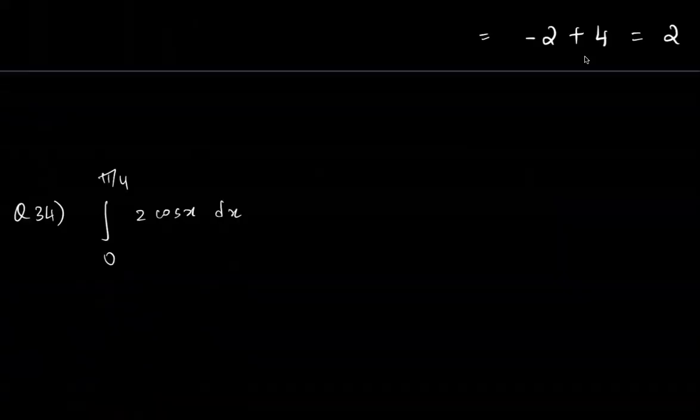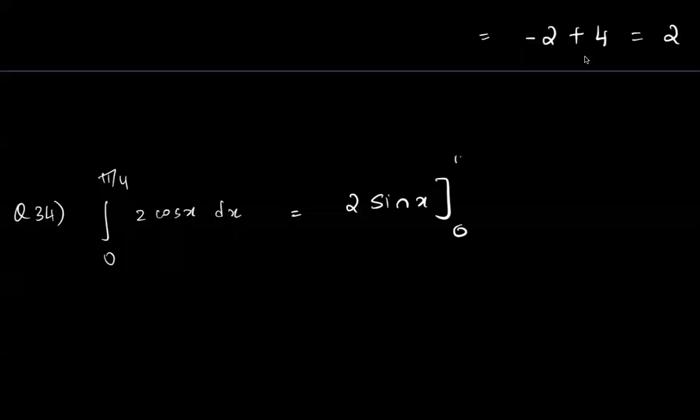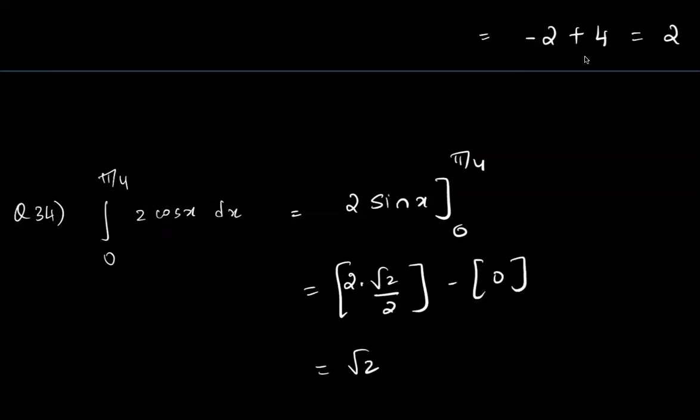So here I have 2 cosine x. So that means this is 2 sine x evaluated between 0 and pi over 4. So 2 sine pi over 4 is 2 times root 2 over 2, minus 2 times 0 is 0. So my net area here is root 2, or the value of the definite integral is root 2.